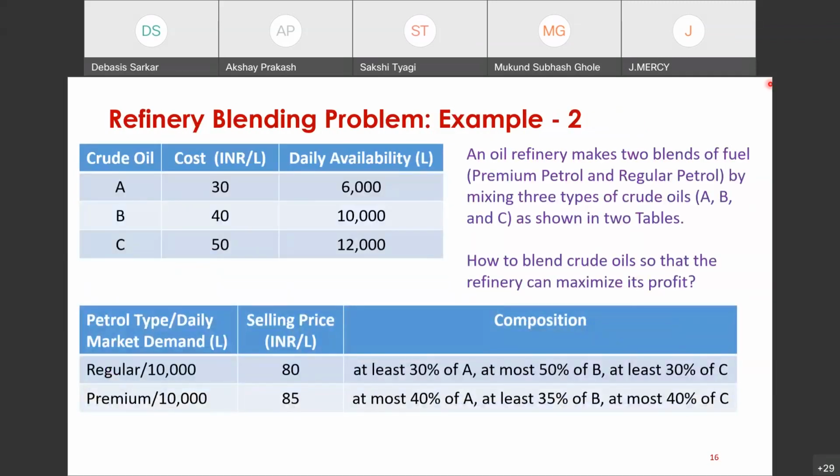Okay, so let us now take a look at a slightly different problem. Refinery blending problem. So an oil refinery makes 2 blends of fuel. You can also consider this as being blended at a gas station. The refinery makes two blends of fuel, call them premium petrol and regular petrol, by mixing three types of crude oils, A, B, and C.